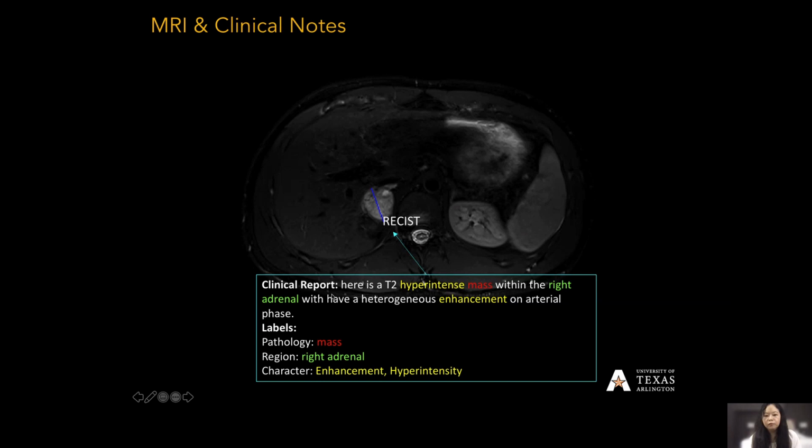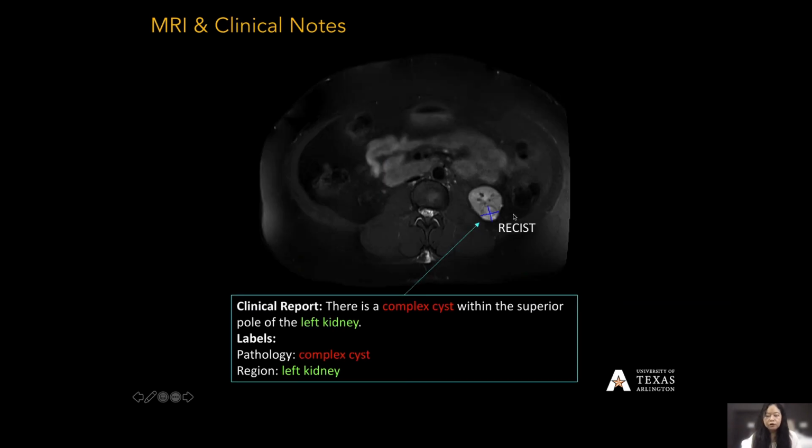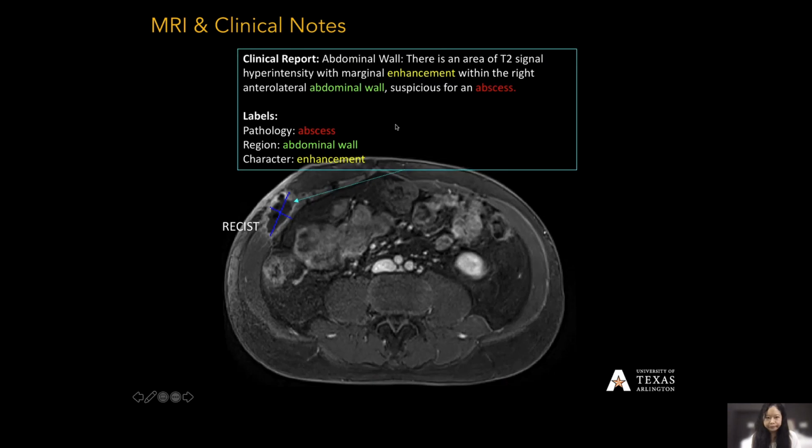To extract these labels, we first extract some keywords and then send these keywords to the radiologists and the physicians, and they select the most important keywords. Based on their selected keywords, we design a rule-based method to apply to these reports to extract these keywords. This is another one, where the clinical report shows this, and we are also extracting the labels. Pathology is complex cyst, and region shows left kidney. And this is another case, where the region is abdominal wall, and the character is enhancement.